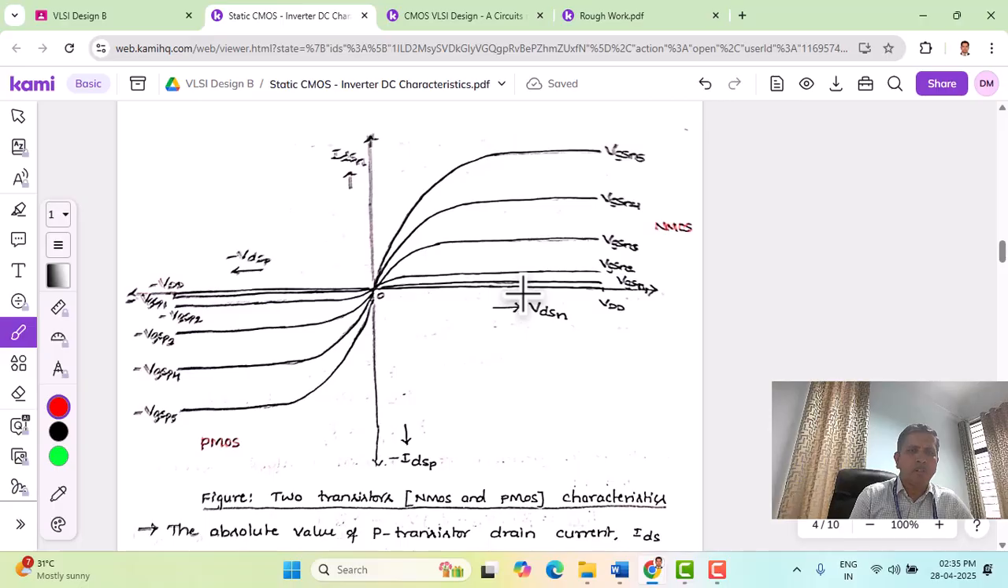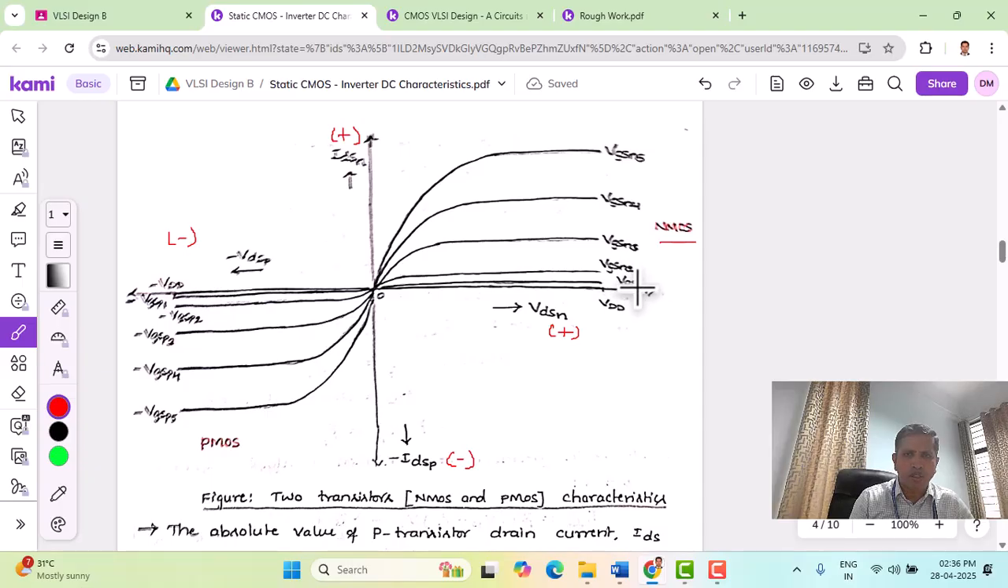Here is a plot for both the PMOS and NMOS transistors. For the NMOS transistor, since voltage VDS and IDS are positive, the characteristics fall in the first quadrant as we are seeing here. This is for the NMOS device, the drain characteristics. Similarly, for the PMOS device, since VDSP is negative and IDSP is also negative, the characteristics fall in the fourth quadrant here. And here we are plotting a family of curves for different values of VGSN.